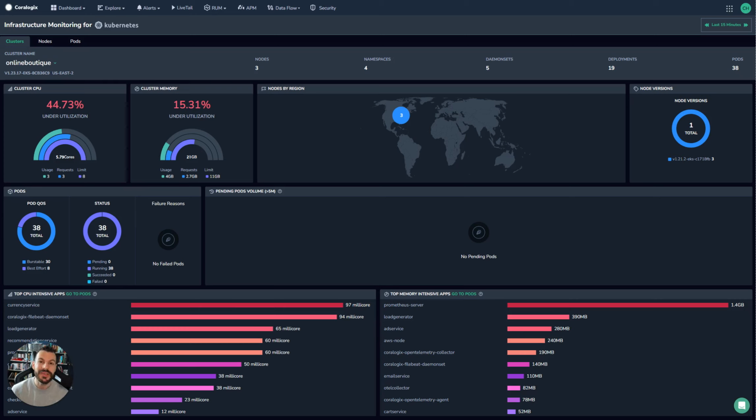Let's explore some of the ways you can check for misconfigured or poorly deployed applications in your Kubernetes cluster using the Coralogix Kubernetes monitoring dashboard. Now, the really easy stuff to spot is around cluster CPU utilization and memory. So if you're underutilizing your resources, that's a cost optimization problem right there. You're spending money on resources that are not being used.